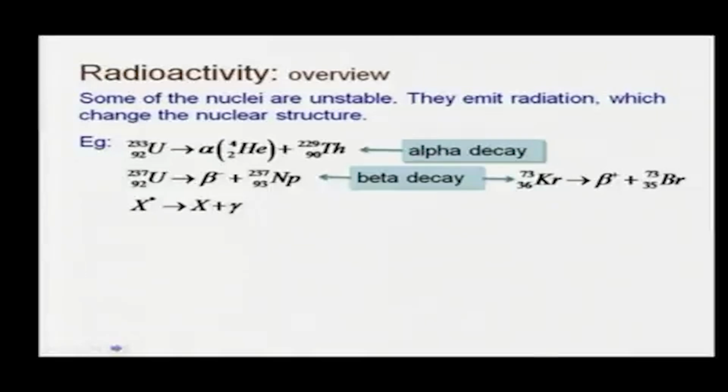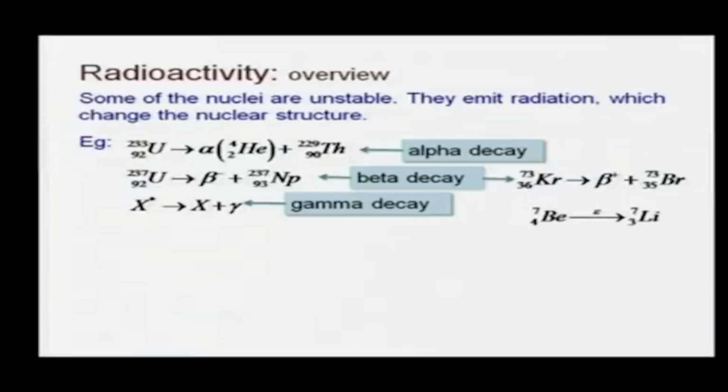Sometimes a particle similar to the electron comes out, but with positive charge. In fact, they are the antiparticles of electrons, which are called positrons. So, this positron emission is called beta plus decay. For example, krypton with 36 protons emits a positron, and its Z number now comes down by 1 unit to become 35, bromine. And the de-excitation and emission of photons is called gamma decay.